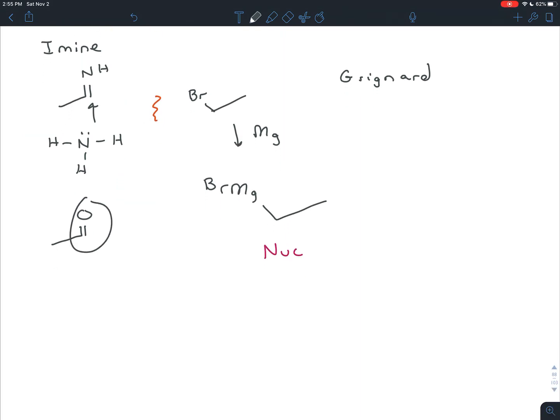Now notice, we have an aldehyde here. That means that we have a great electrophile. This carbonyl carbon is slightly positive because it's losing its electrons to the slightly negative oxygen, and so this Grignard reagent will totally attack that carbonyl carbon and kick the electrons up.